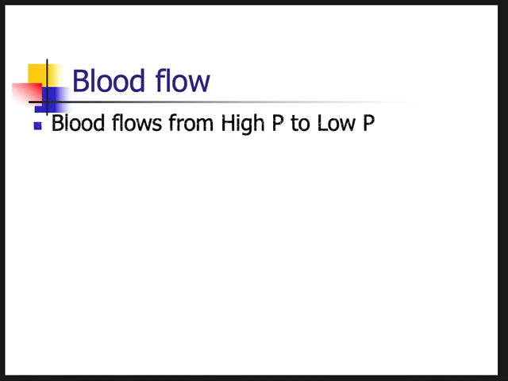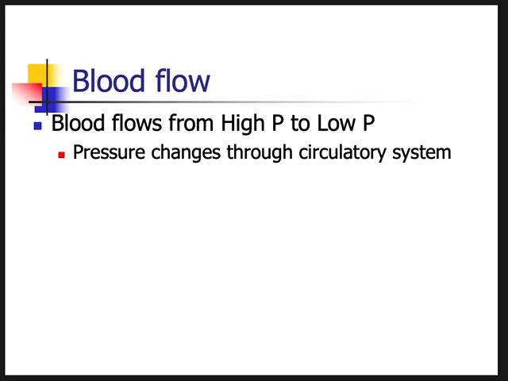Okay. So blood flows from high pressure to low pressure. Everything flows from high pressure to low pressure. And as we just saw, pressure changes as you move through the circulatory system, right? So you start out with the highest pressure right when blood's pumped out of the ventricle, and then the lowest pressure is right before blood enters the heart, right?